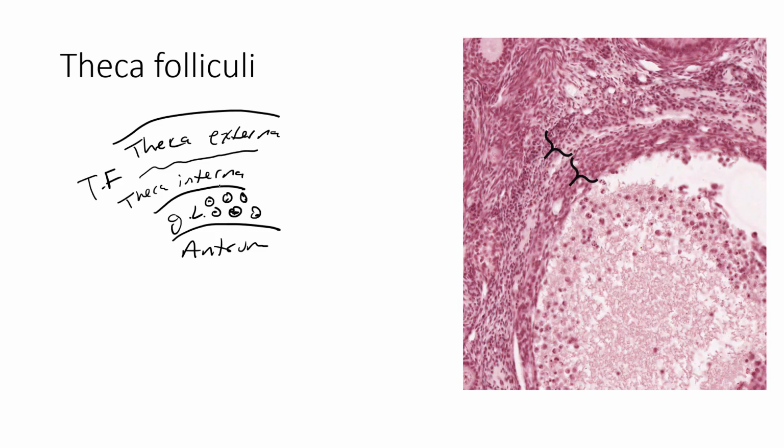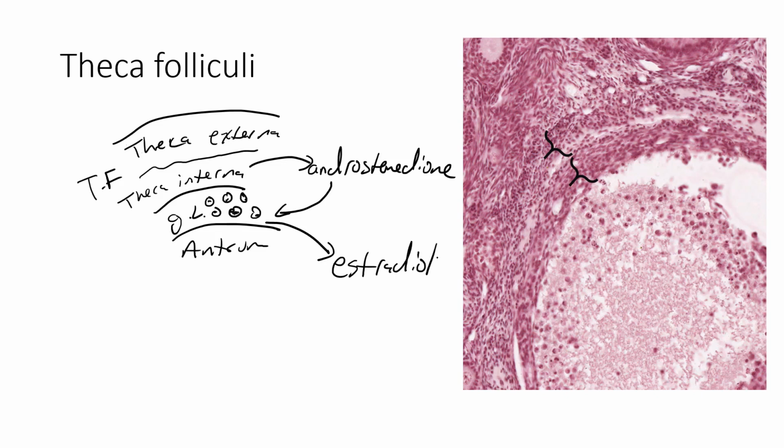But to make estrogens, what actually happens is the cells of the theca interna are steroid-producing cells, and they're going to produce the androgen, androstenedione, which will then be taken up by the granulosa cells and converted into things like estradiol. So the business of producing estrogen is happening out here on the edge of a follicle, and you can see it best in an antral follicle because there's that well-developed granulosa layer and the well-developed theca folliculi.